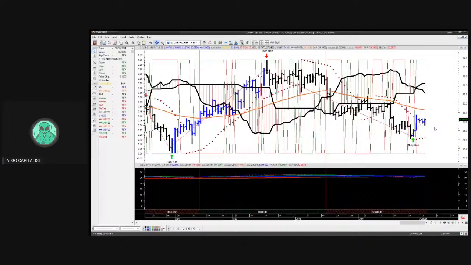Will the bears leave the market alone and let the market run? Can we get back up to 27 maybe even? We'll have to wait and see. But right now the bulls are defending this key support zone.